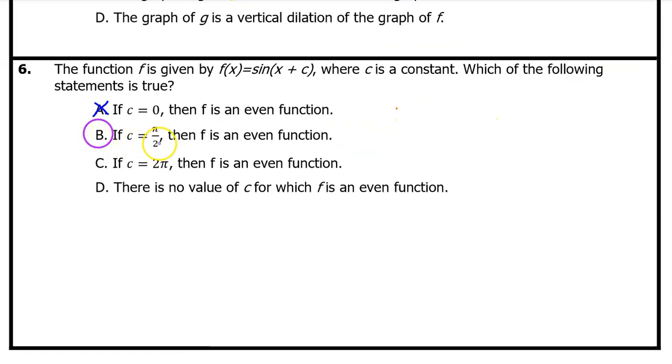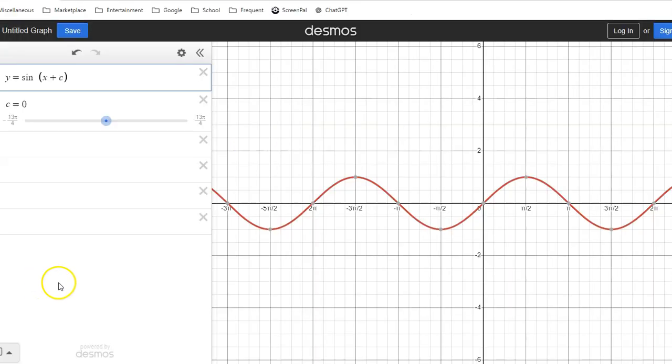If c equals pi over 2, that's a phase shift of negative pi over 2. And shifting the sine function pi over 2 units to the left turns it from an odd function into an even function. Just for fun, here it is again on Desmos.